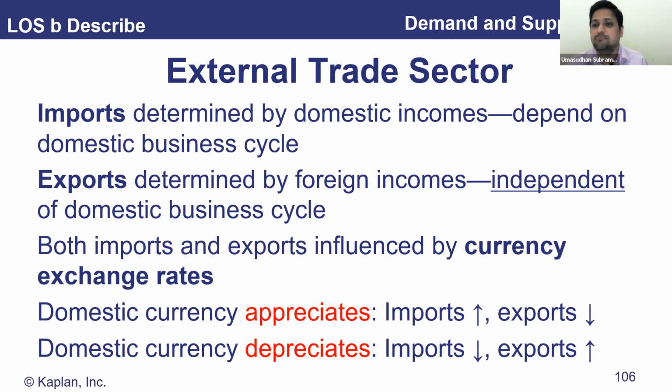Exports, if exports go up, you want to sell more to other countries. Who do you want to improve? Who do you want to be wealthy? You or the overseas countries? Domestic or international? What do you think? Domestic or foreign? Overseas. Because if their living standards go up, they buy more from you. So if that happens, your exports go up, your trade surplus will become positive.